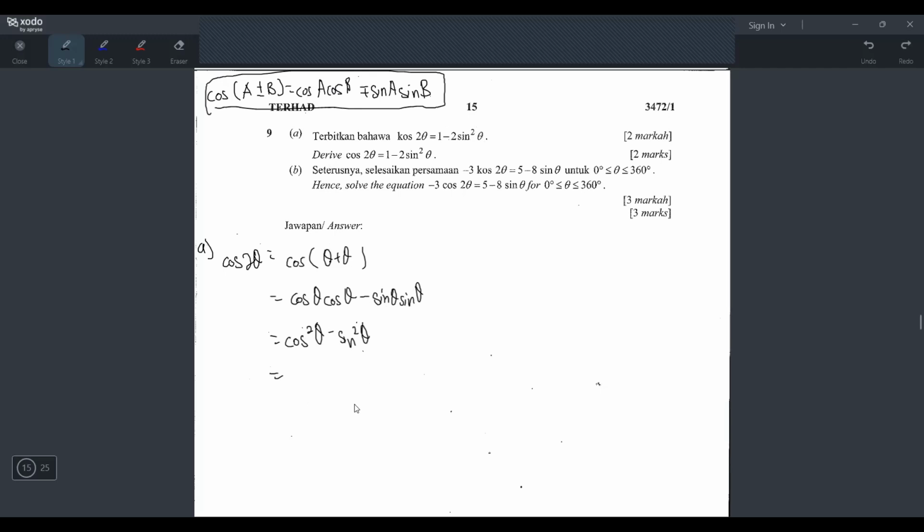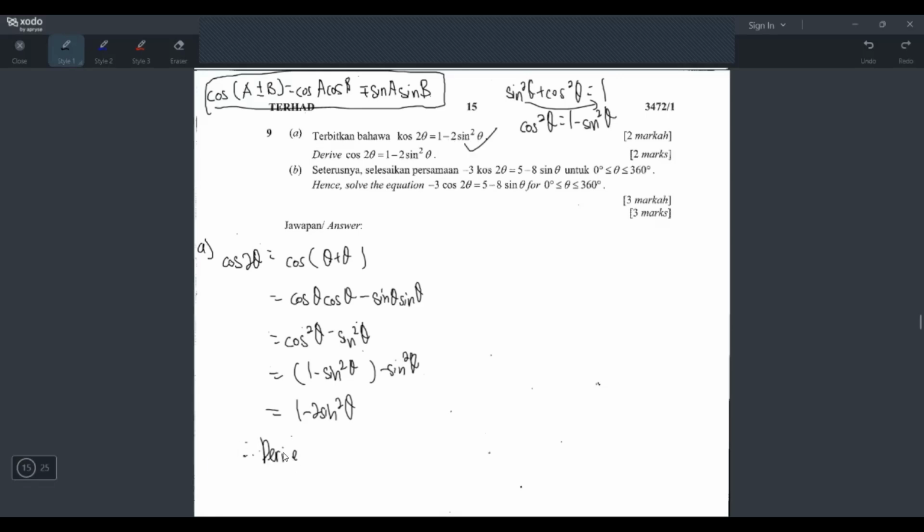Now what I will do is use the basic identity. What is the basic identity? Sine square theta plus cos square theta equals 1. So what can we do with the cos square theta? The cos square theta is actually 1 minus sine square theta, so I change the cos square to 1 minus sine square, and then minus sine square again at the back. So now 1 minus sine square minus sine square is just 1 minus 2 sine square theta. And then you end up with this, so you can write derived. Okay, done.